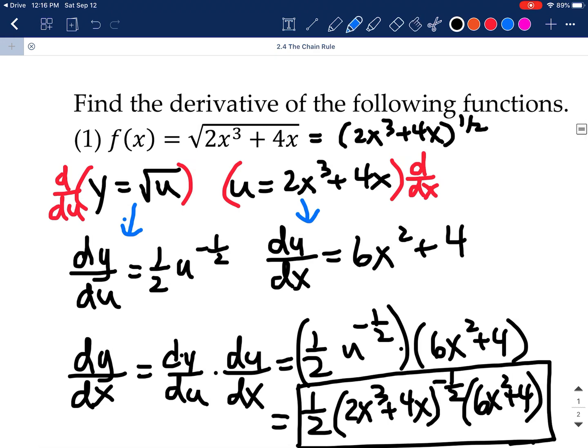So again, where I started here was defining what my substitutable value would be, which is that inside function. And my inside function was that cubic polynomial. And so I took y and u separated, where y was equal to the square root of my composition, and then u was equal to the inside function of that composition. Differentiate them separately, and then combine them as a product.